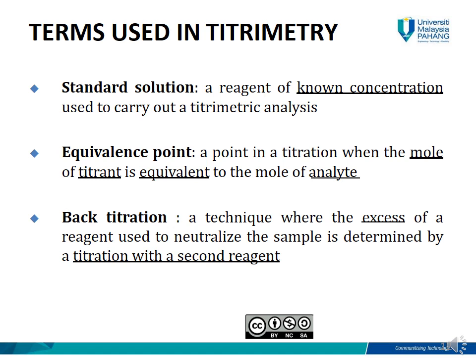Next is the back titration. In this technique, the excess of reagent used to neutralize the sample is determined by a titration with a second reagent. I can say that back titration is a very good method to reduce human error. We can use back titration to remove the excess of reagent that we use during the first titration.